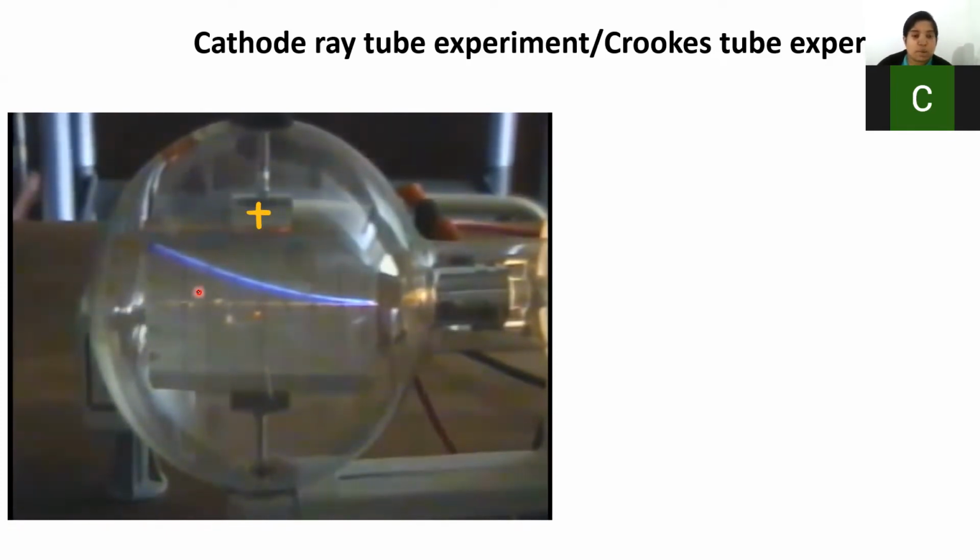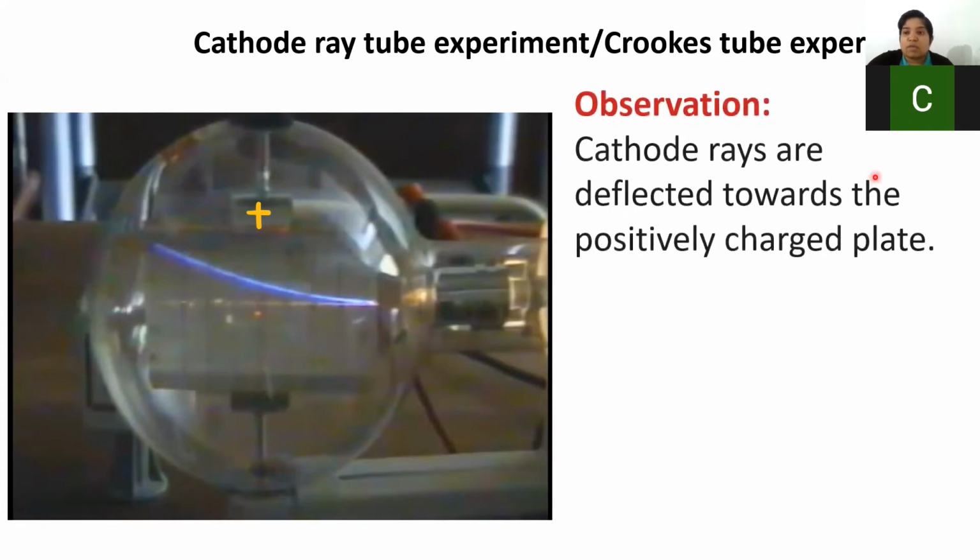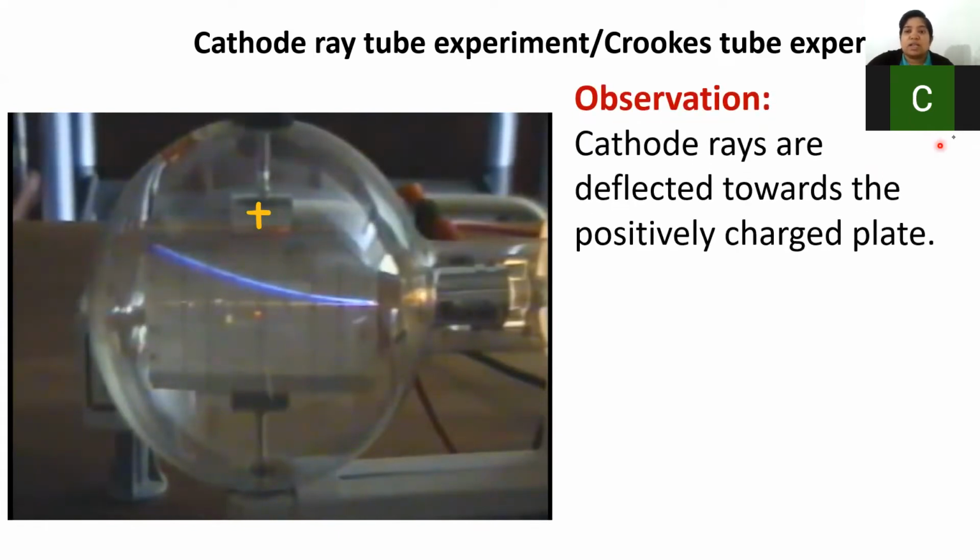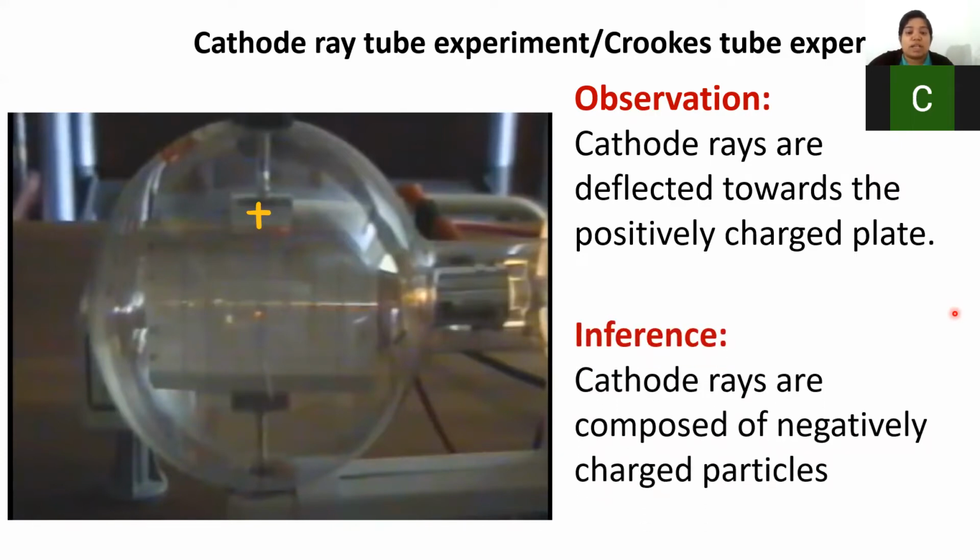positive charge plate. Now, this is exactly what J.J. Thomson did. So with that, our observation is that the cathode rays are going to deflect towards the positively charged plate. And from that observation, we can conclude that the cathode rays are made of negatively charged particles. Cathode rays are negatively charged particles, and we came to that conclusion by this observation.